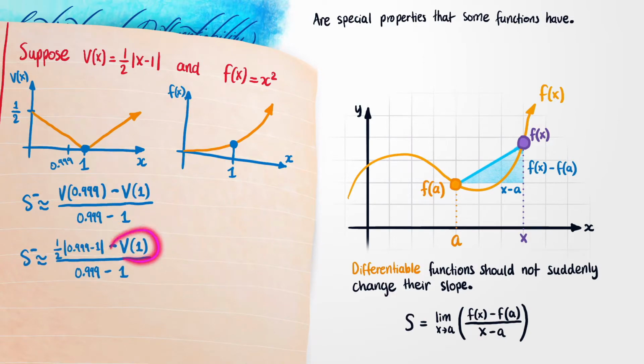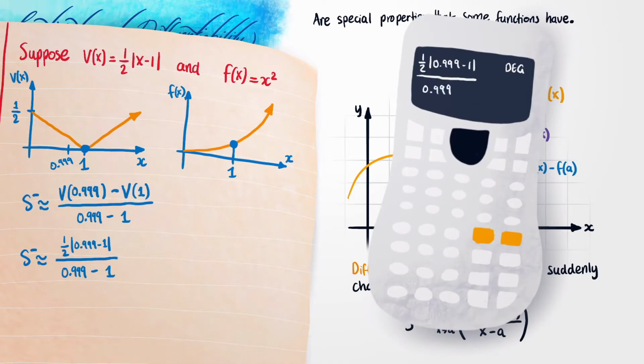And of course if we subbed in v of 1, we'd notice that 1 minus 1 is just 0, so we just get 0. So after substituting, we notice that our left limit is just minus half. Now we should repeat this for the right limit, so this time we'll pick 1.001 and repeat the whole same process.